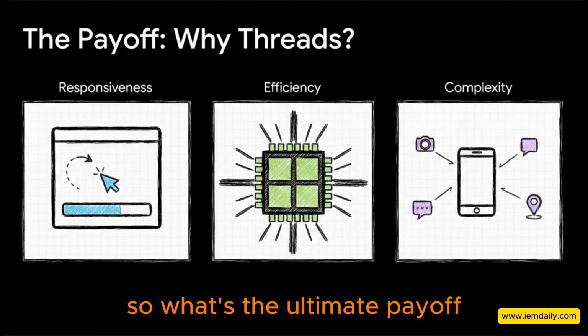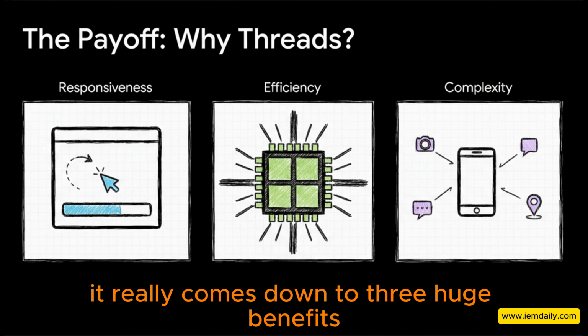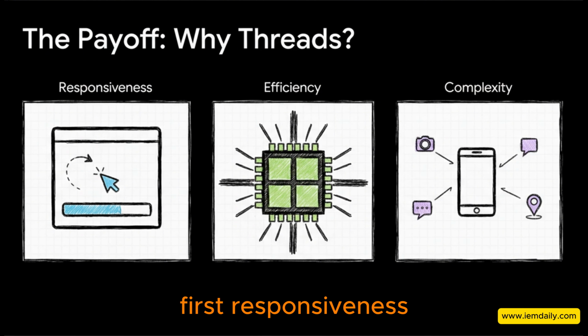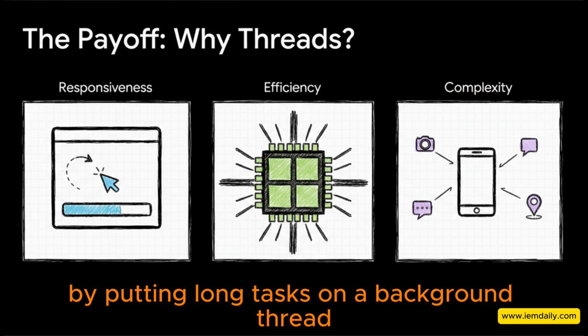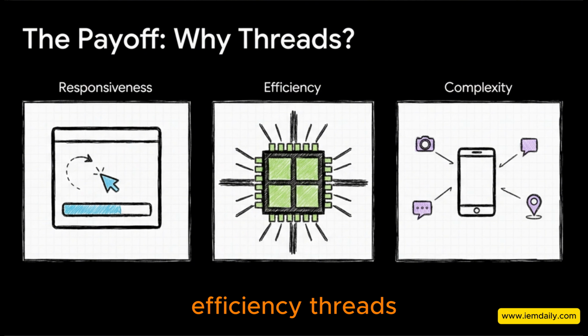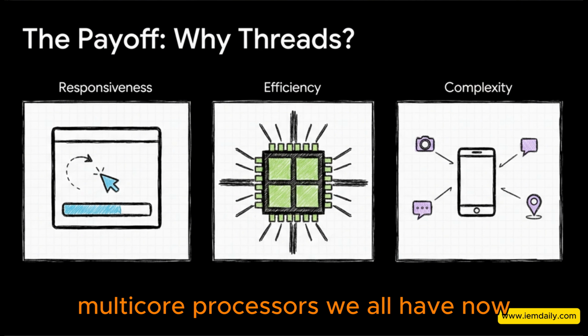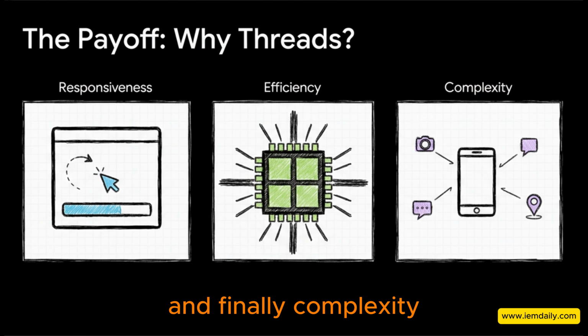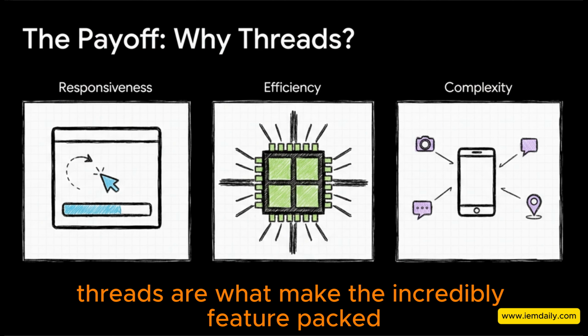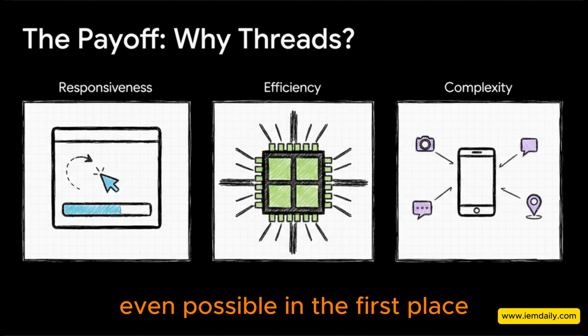So what's the ultimate payoff? Why do we do all this? Well, it really comes down to 3 huge benefits. First, responsiveness. By putting long tasks on a background thread, the part of the app you're actually clicking on never freezes up. Second, efficiency. Threads let our software take full advantage of those powerful multi-core processors we all have now. And finally, complexity. Simply put, threads are what make the incredibly feature-packed games and apps we use every day even possible in the first place.